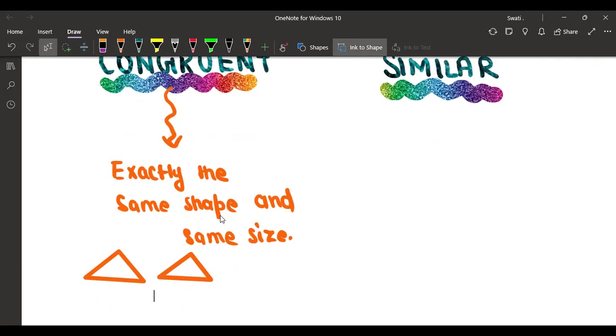the word congruent we do not use in other shapes. We can use the word congruent in other shapes also. But here we will just talk about the triangle. Clear? Now, what is the meaning of similar?